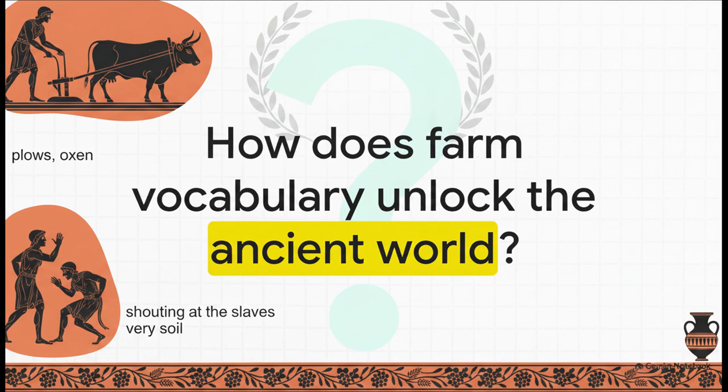It might seem like we're just looking at humble, everyday farm words: plows, oxen, shouting at slaves. But how does mastering the simple vocabulary of a farmer's daily toil actually unlock our understanding of the minds, the culture, and the epic literature of the entire ancient world? Well, because this grit, this profound connection to the land, it is the absolute bedrock of ancient Greek society. The metaphors, the poetry, the histories, they are all firmly rooted in this very soil. By understanding the farm, you are literally unlocking the gateway to the entirety of ancient Greek culture.